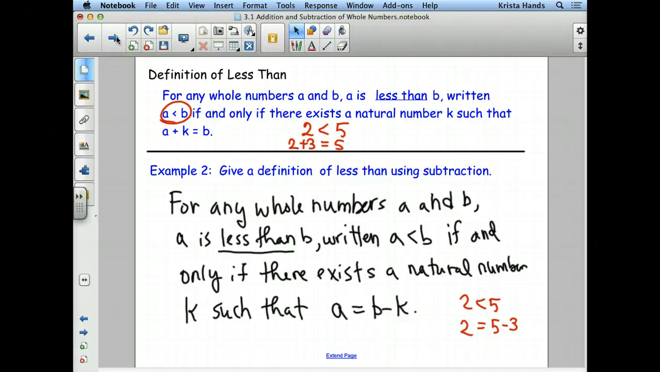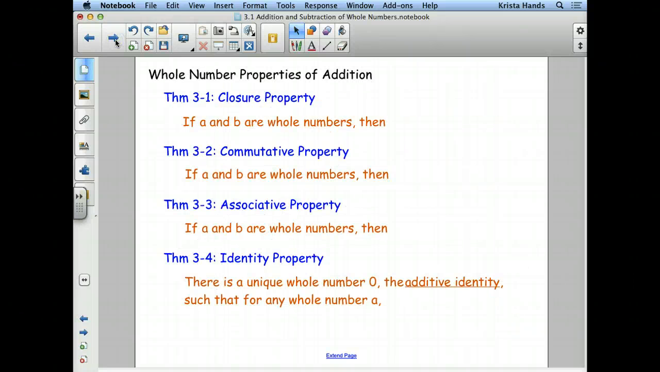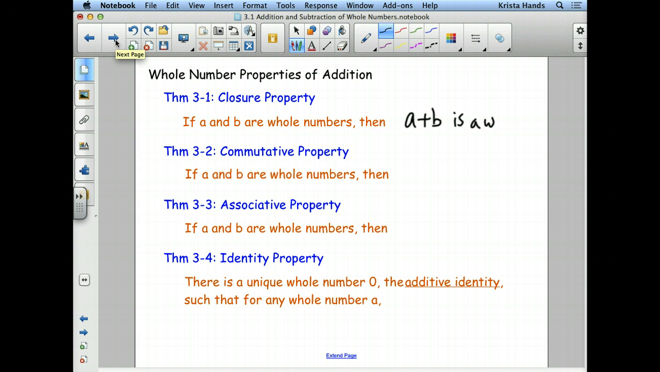All right, so we're about to start properties, and these properties are going to extend from now until the end of Math 2. So we're starting now with whole numbers, and we have a bunch of properties. The first property is the closure property. The closure property says that if we have two numbers, A and B, and we add them together, because we're working with addition, then their sum, A plus B, is a whole number.